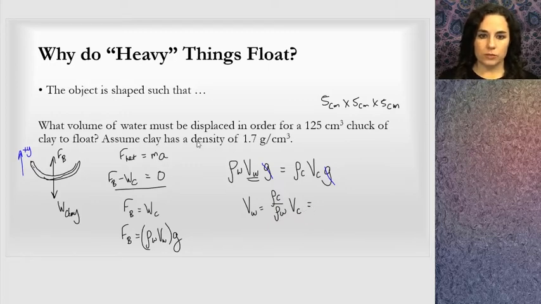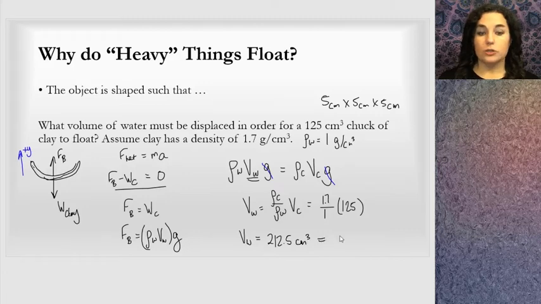They tell us to assume clay has a density of 1.7 grams per centimeter cubed, so I can put that in there. I'm going to remind us that the density for water is 1 gram per centimeter cubed, if you have fresh water. So that's the ratio of the densities, and then the volume of the clay is 125 centimeters cubed. So when I solve this, the volume of the water is going to be 212.5 centimeters cubed.